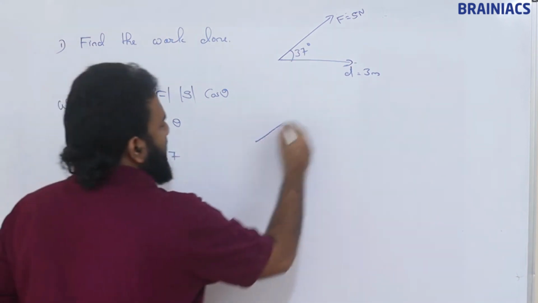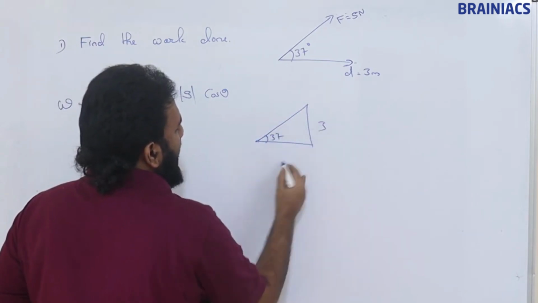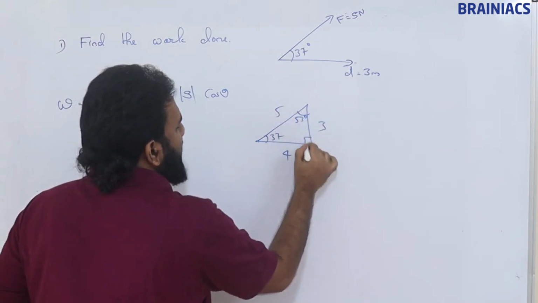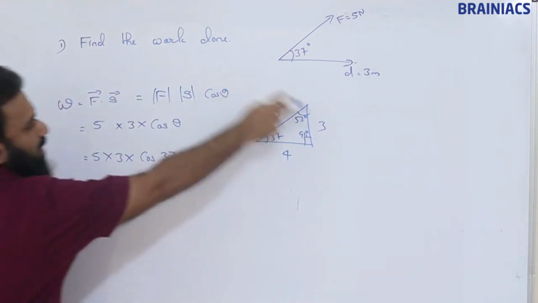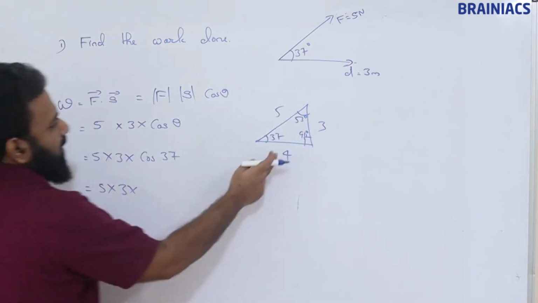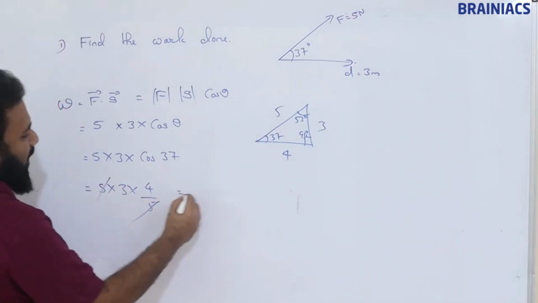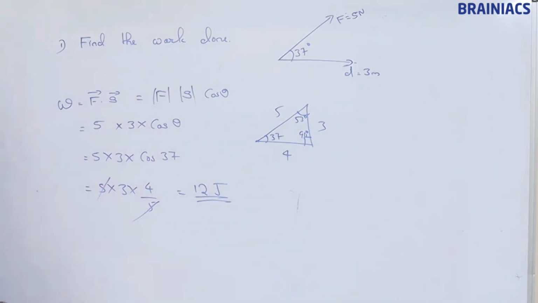So you can remember this triangle. If this is 37, this will be 3, this will be 4, this will be 5. This angle will be 53, this is 90 degree. So cos 37, remember these values. 5 into 3 into cos 37, which is adjacent by hypotenuse, 4 by 5, will be cancelled off. This is 12 joule. This is an example of dot product.